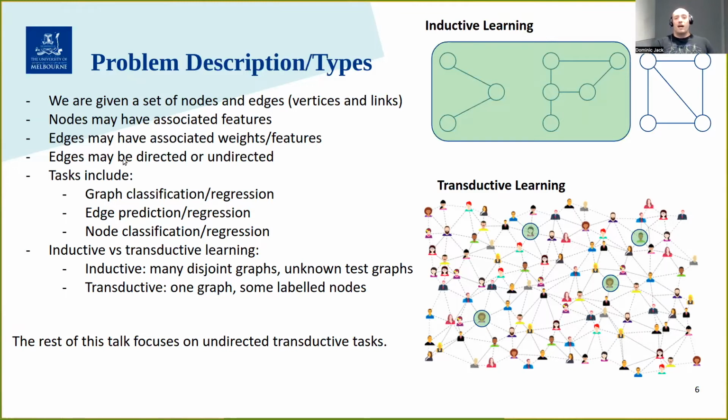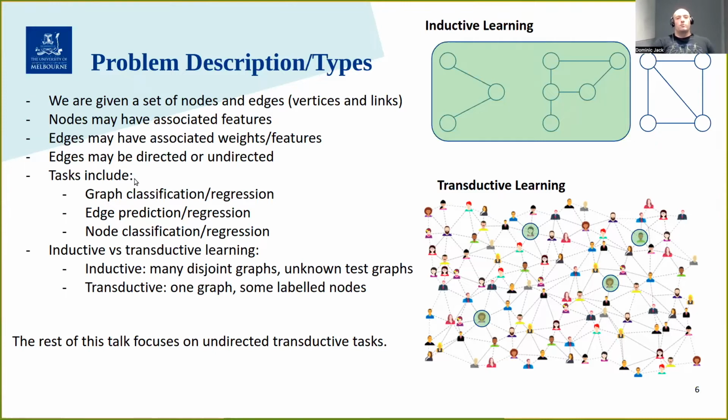Now, edges may be directed or undirected, right? So something like Facebook is an undirected graph because if I'm friends with you, then you're necessarily friends with me. Twitter, on the other hand, is a directed graph because I can follow you without you following me.